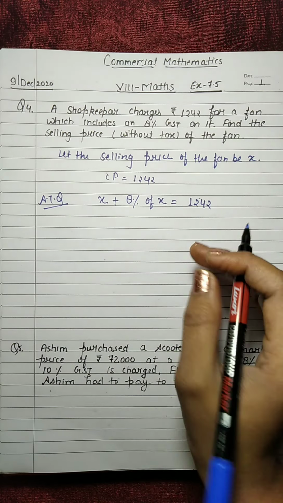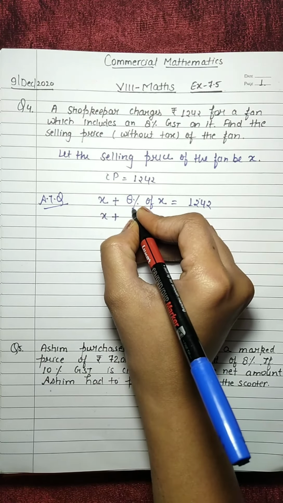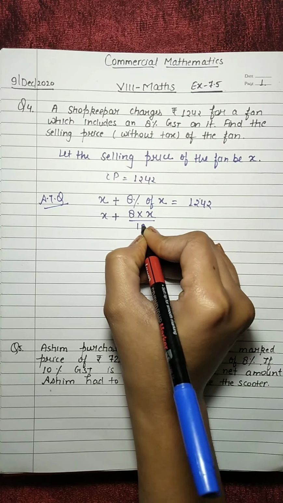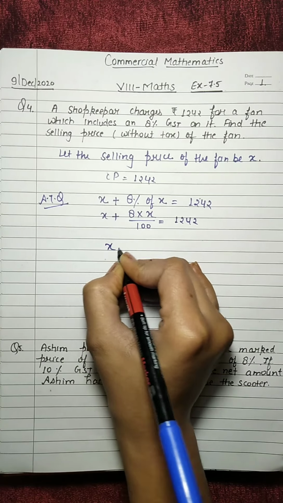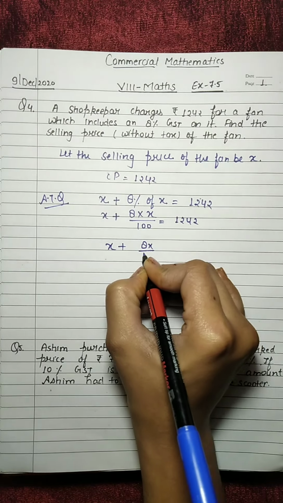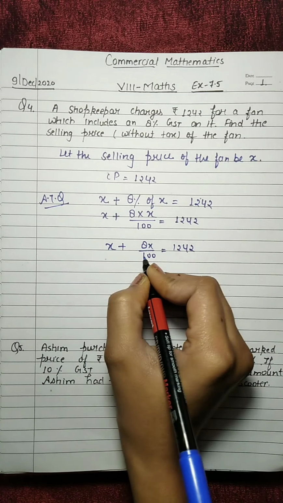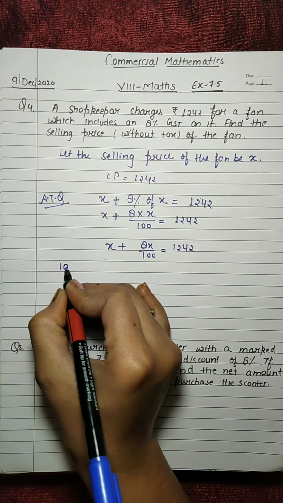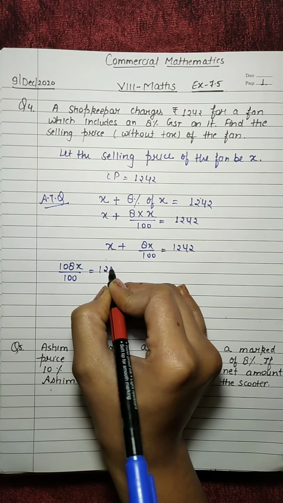Okay students, now x that will be, and here 8%, that means 8 into x upon 100 is equal to 1242. Here x plus 8x upon 100 is equal to, is that clear? So students, here that will be 108x upon 100 is equal to 1242.